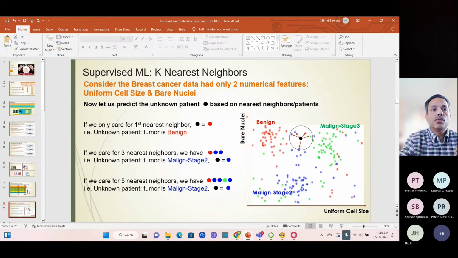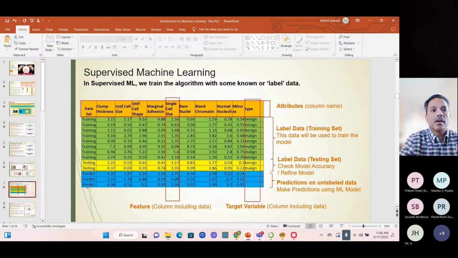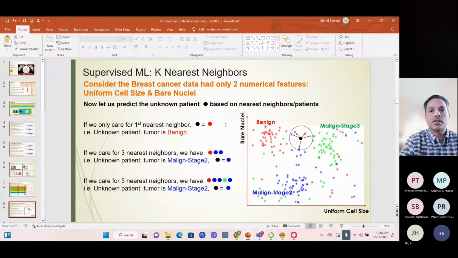Imagine that I just picked 2 of the properties. Now, actually, this algorithm will be done on all properties, but for the sake of visualization, I'm selecting 2. Again, remember, the actual model will be done on all of them. This is just a graphical representation of 2 properties: cell size of that biopsy and the bare nuclei.